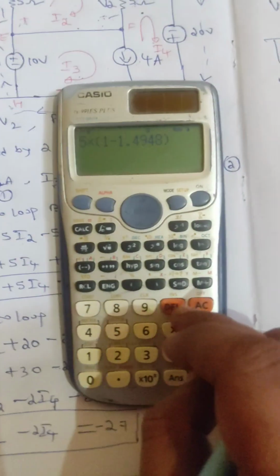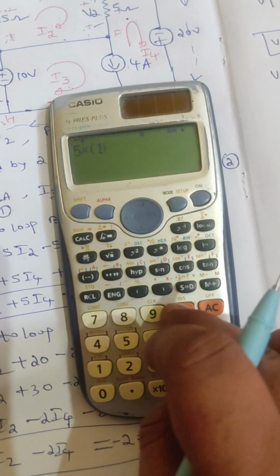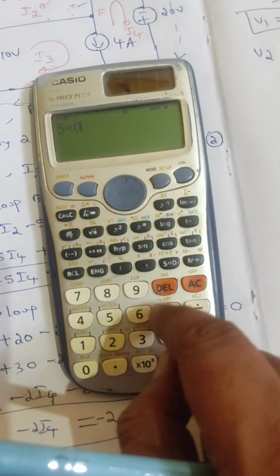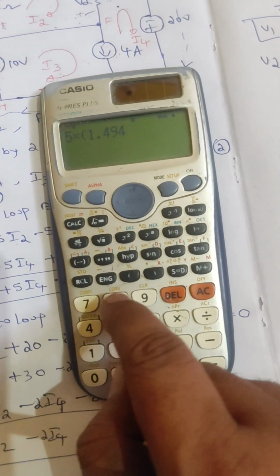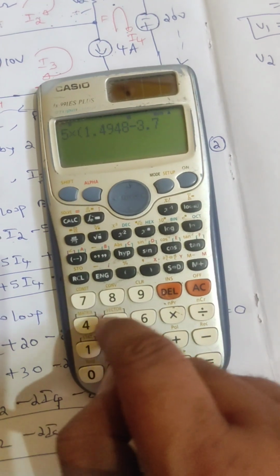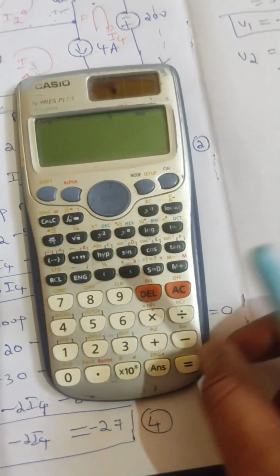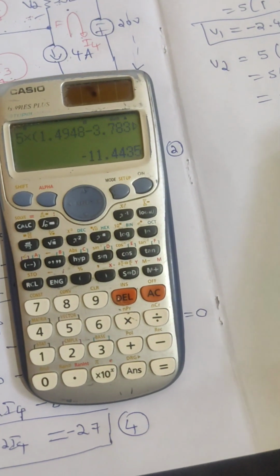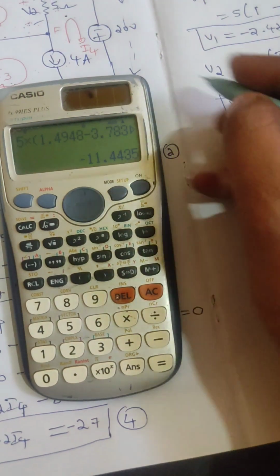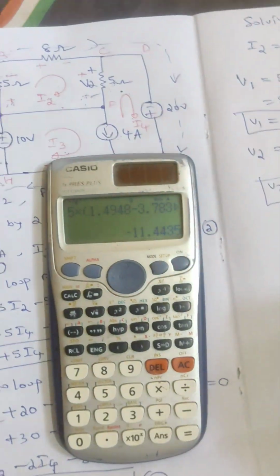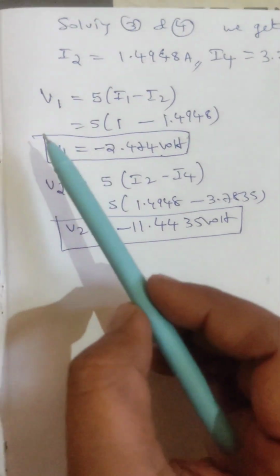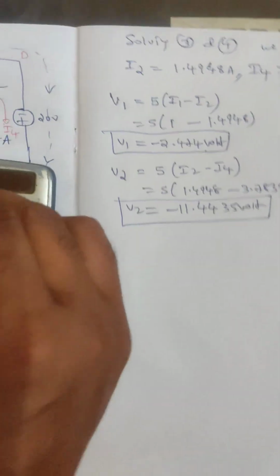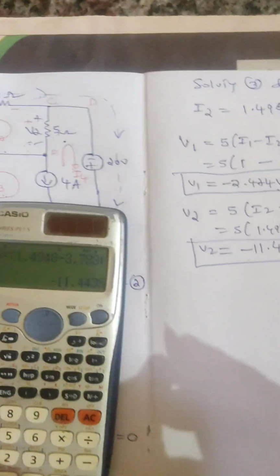Now again you can solve it using the calculator. Let's see how much voltage we get in the second 5 ohm resistor, that is V2. So 5 into 1.4948 minus 3.7835, press equals, and we get a voltage of minus 11.35 volts, that is the value of V2. We got a negative voltage. If you change the polarity, you will get plus 11.44 volts, and V1 will also become plus 2.474 volts by changing the polarity. Okay, fine.